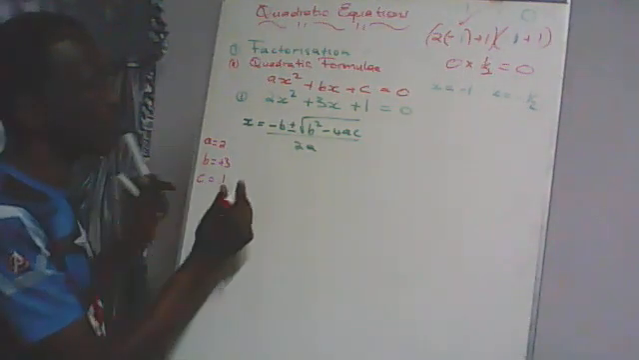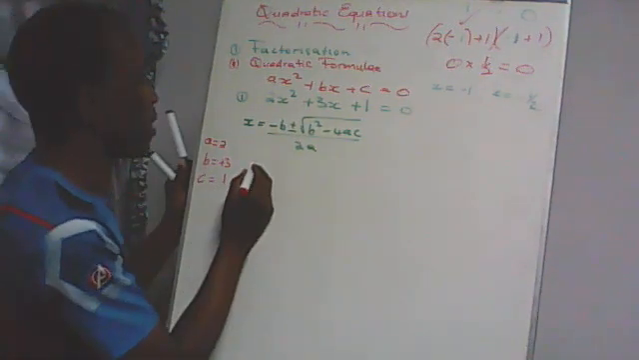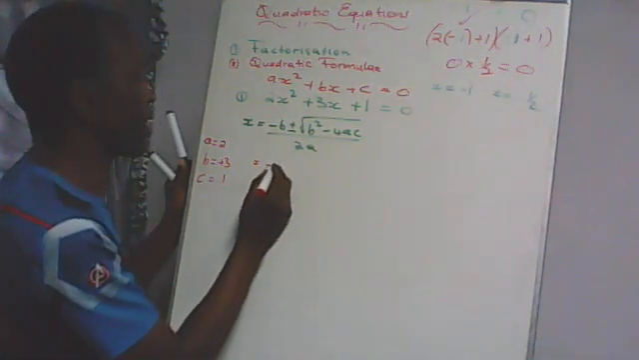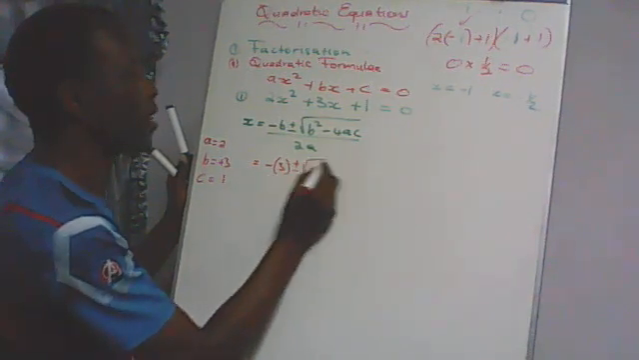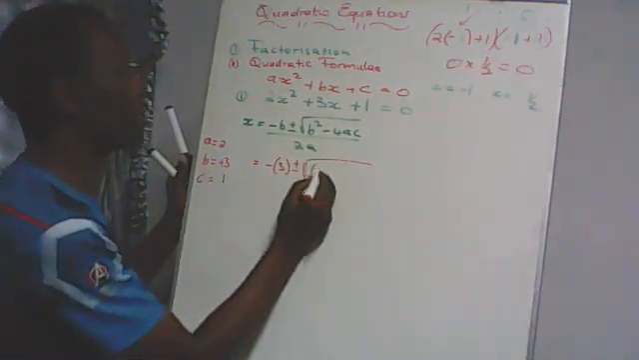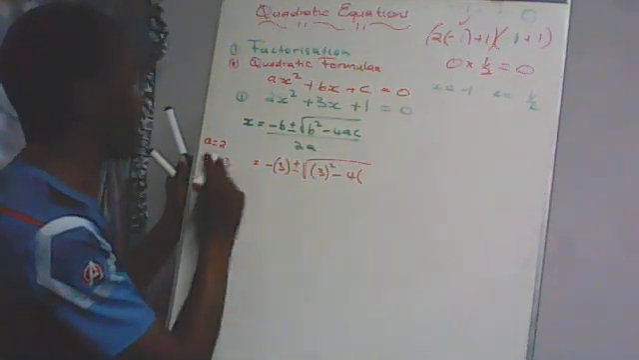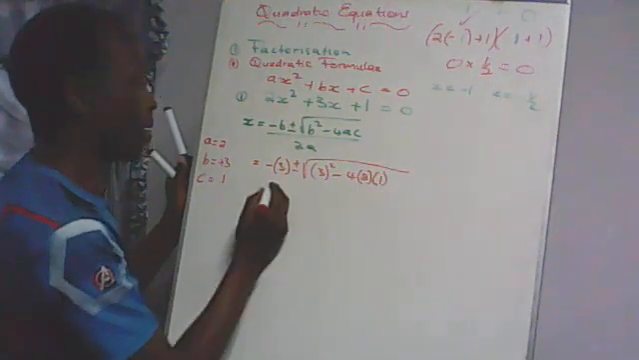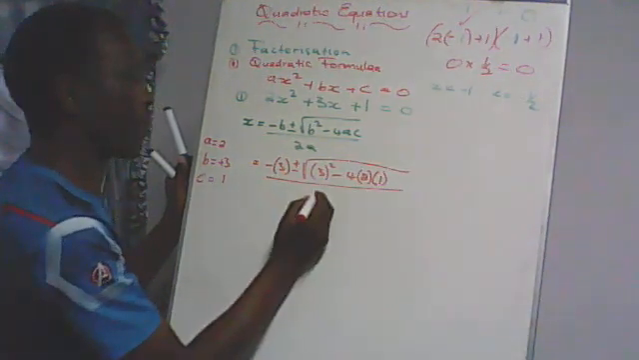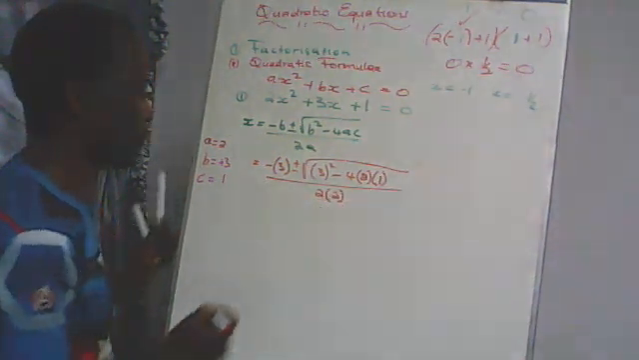Now, let's substitute in this. This is equal to minus, then b is 3, then plus minus, the square root of b, which is 3, then squared, minus 4a, where a is 2, then c is 1. Then all over 2 into a, which is 2.